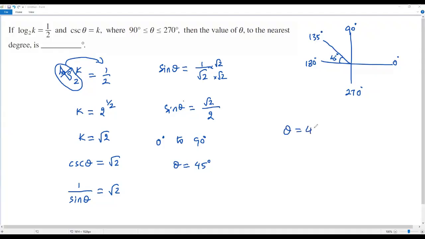When theta is 45 degrees in the first quadrant and 135 degrees in the second quadrant, we get this positive value, the square root of 2 over 2, for sine. But according to the domain, we have to accept the second value, because 45 degrees does not come in this interval between 90 and 270, but 135 degrees does. So theta equals 135 degrees.